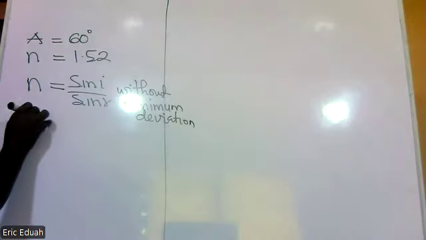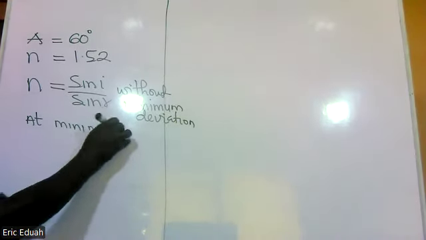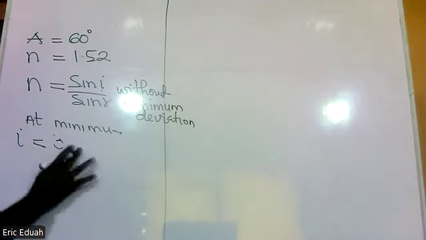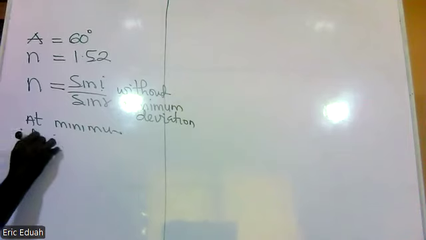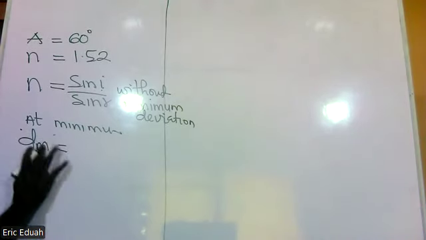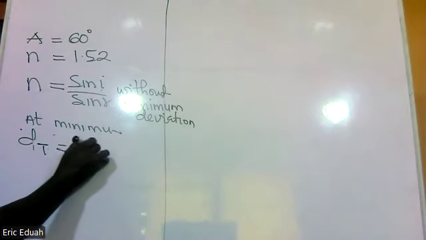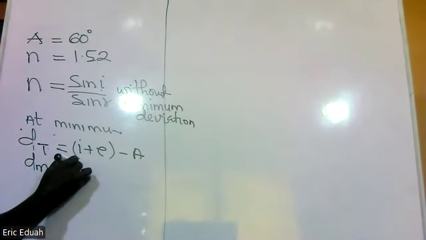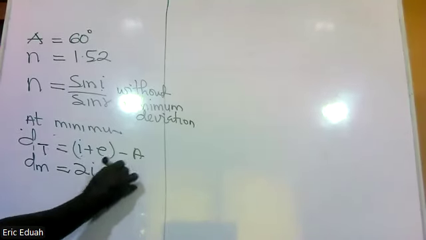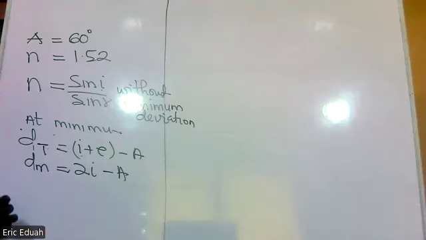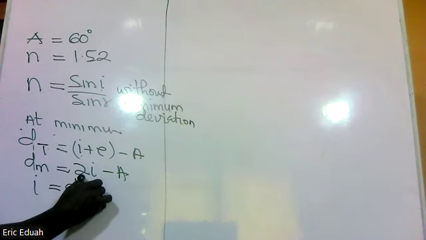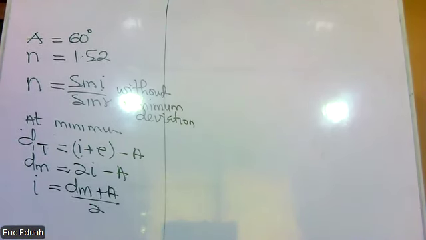Now, at minimum deviation, we have this I. Don't forget, we derived that d minimum is obtained from dt is equal to I plus E minus A. And then realize that at minimum deviation, this becomes 2I minus A. So at minimum deviation, we have I being equal to (dm plus A) all on 2.